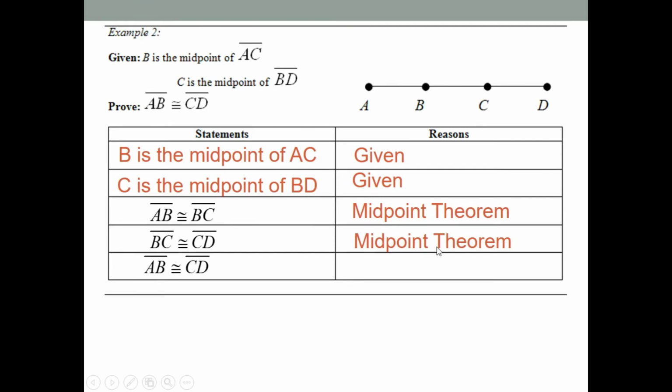Again, that's midpoint theorem. And now it just so happens I see two different things that are both congruent to BC. And it's the two things I want to end up being able to say are congruent to each other. So using each of these two givens has set me up really nicely for the transitive property. AB and CD are both congruent to BC, so they must be congruent to each other.